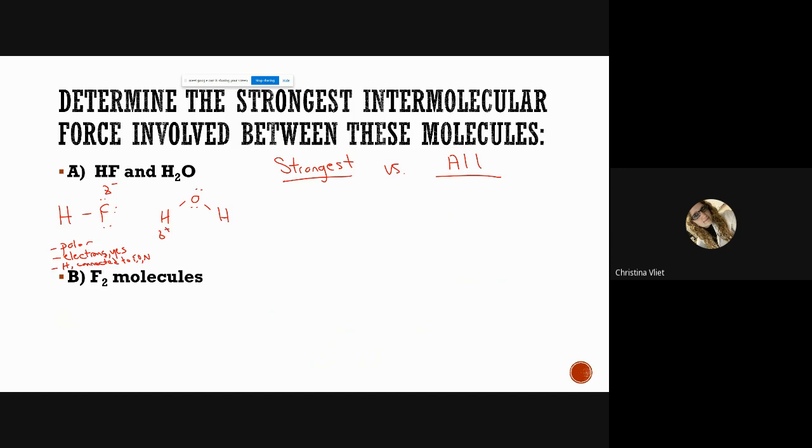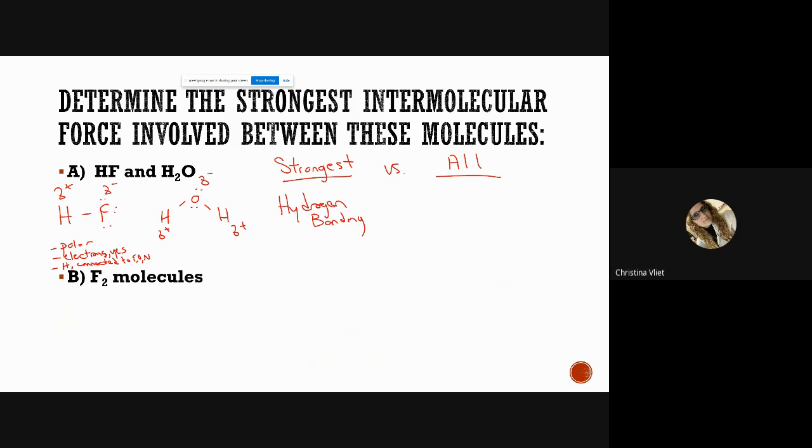I'm just showing the actual dipoles here. You're not being asked to do that here, but you will be asked in another type of question to show what's going on. So this is hydrogen fluoride. This is water. So would these two be attracted to each other? Yes. Absolutely, by a permanent dipole, but the strongest type is actually called hydrogen bonding.